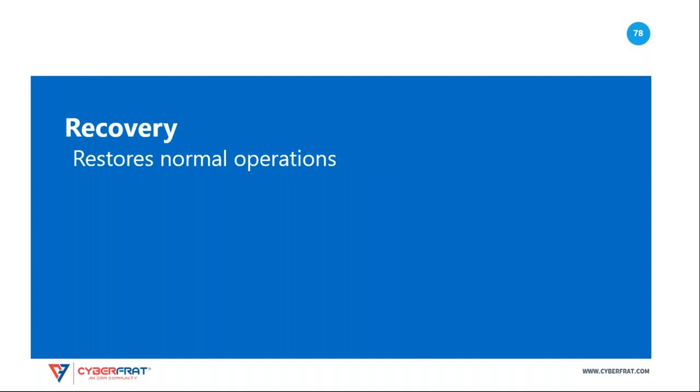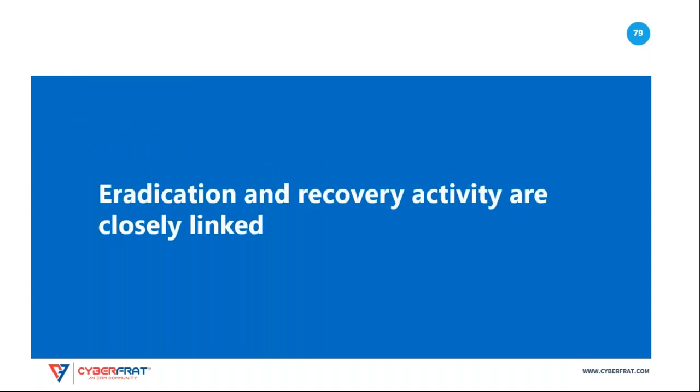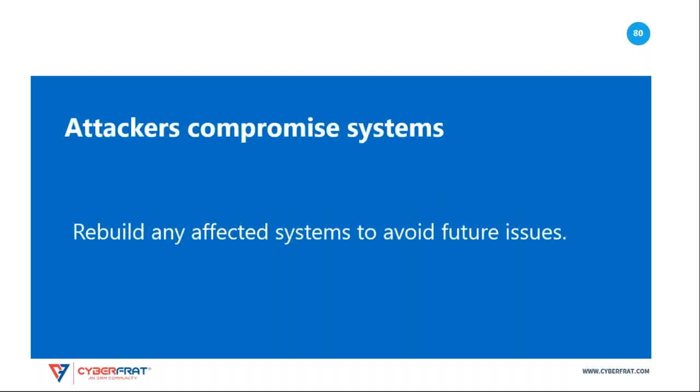The second goal you have during this stage of the process is recovery. That means that you need to restore normal business operations. While the process describes eradication and recovery as two separate activities, they are very closely linked. The reality is that eradication and recovery activities often take place side by side. It's sometimes difficult to say whether an activity should be classified as eradication or recovery. And frankly, it doesn't really matter.